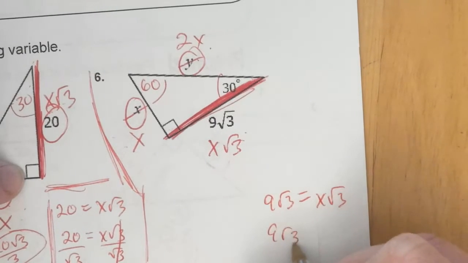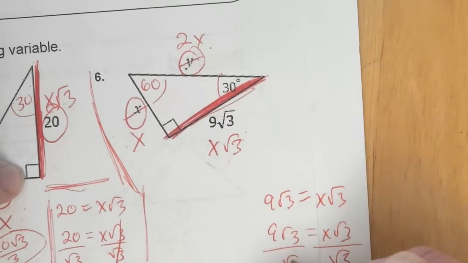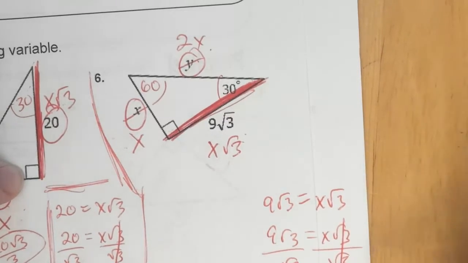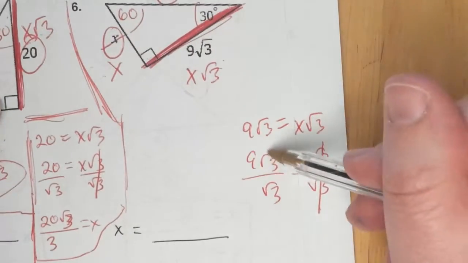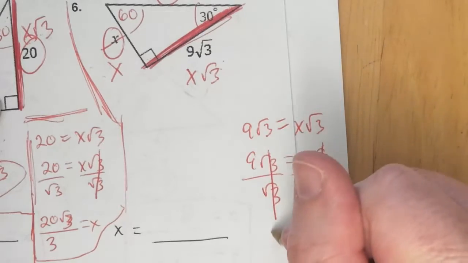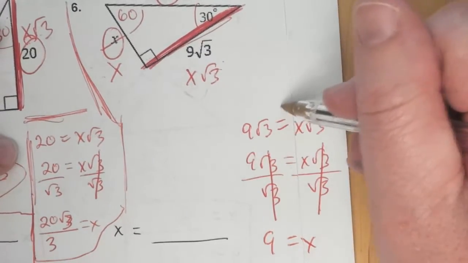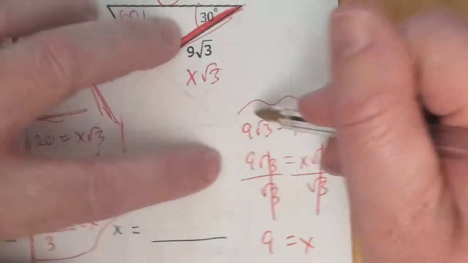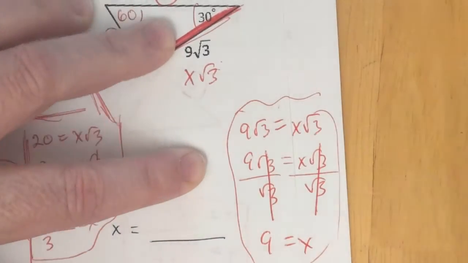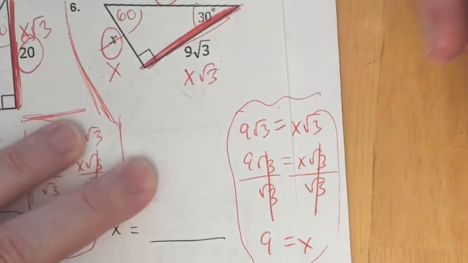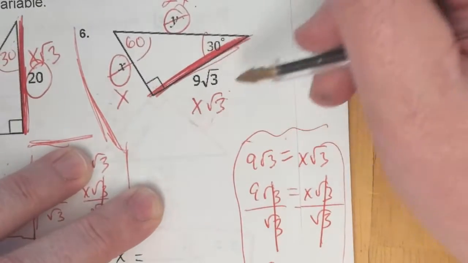So 9 radical 3 over x radical 3. You would divide both sides by radical 3. Oh, awesome. These cross out. Woo! These cross out as well. Yes. So 9 equals x. 9 equals x. Perfect. All right, so 9 equals x. Okay, so let's plug those back in.